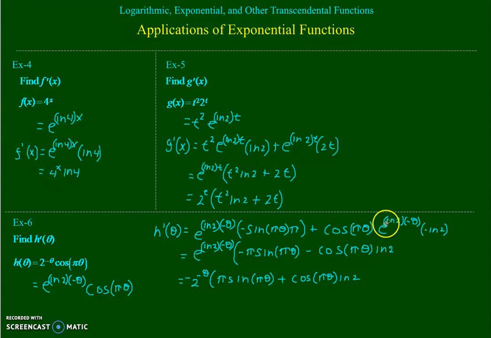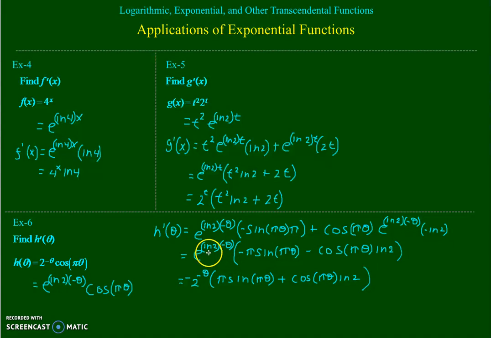Notice again that we have this e to the ln of 2 times negative theta term in both terms. We have one here and one here, so I'm going to factor that out. So here's that term factored out. And what we have left when we divide this by e to the ln of 2 times negative theta is negative sine pi theta times pi, which is this guy, minus, because notice the negative sign here, this negative ln of 2 is being multiplied by this, so it's minus cos pi theta times ln of 2.